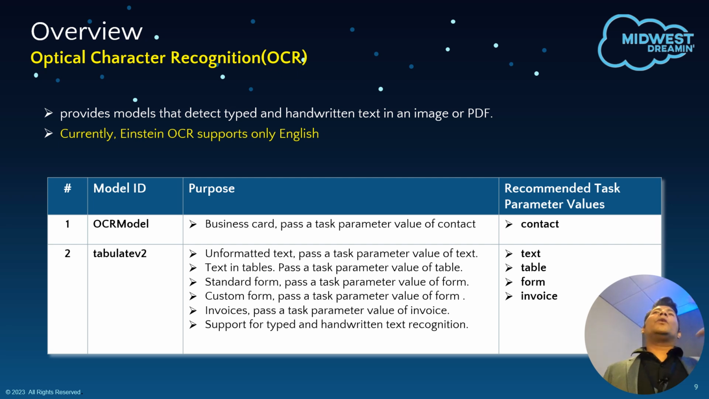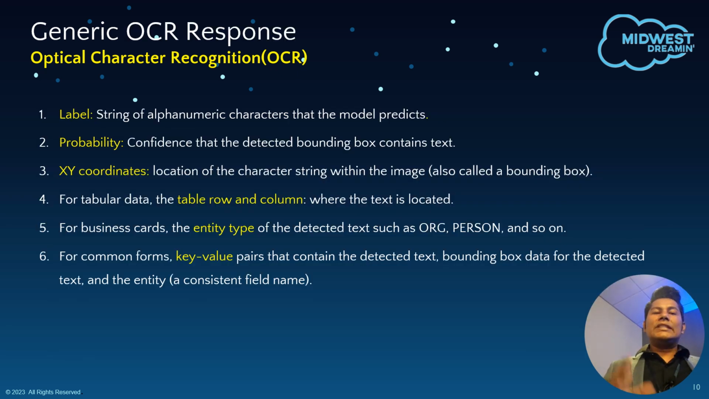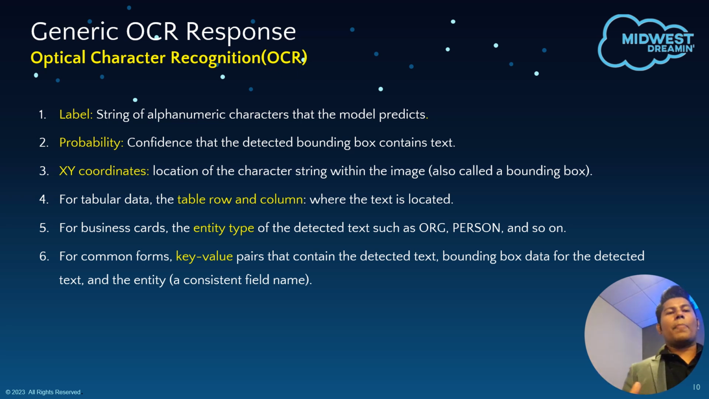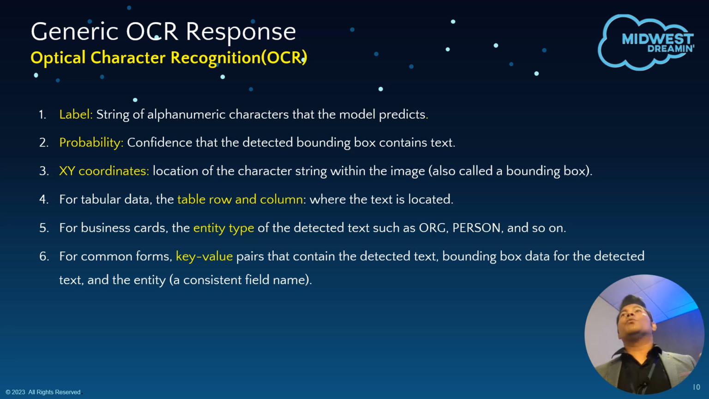Whenever we have an image, we send it to Einstein, and it gives us a response. This is a typical response that we get from the Einstein platform. First is the label, which means what the actual text is. Is it my name, or my email address, and so on? The second is the probability. As I mentioned, for some text it is 90%, sometimes it's 30%. So it provides how certain it is regarding that particular text.